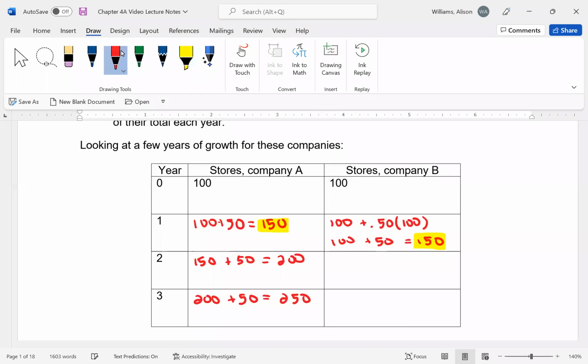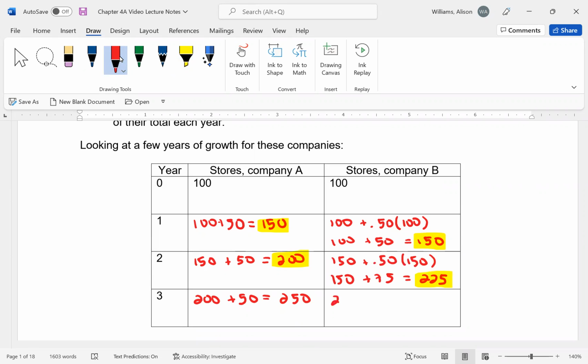All right. Next year. So we start with 150, and this time we're going to take 50% of 150. And 50% of 150 is 75. So that comes out to 225 stores. Okay, so now we see our first difference. 225 stores versus 200. So they've definitely got a bigger amount of stores opening for company B that second year.